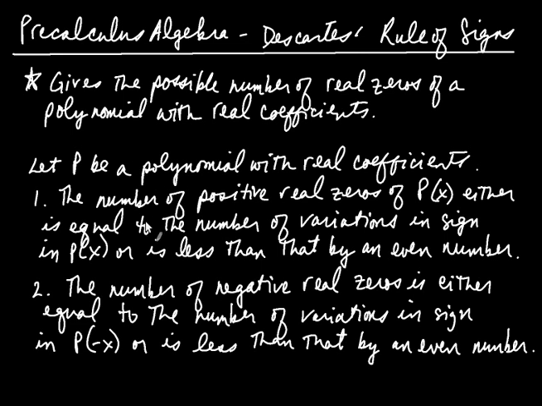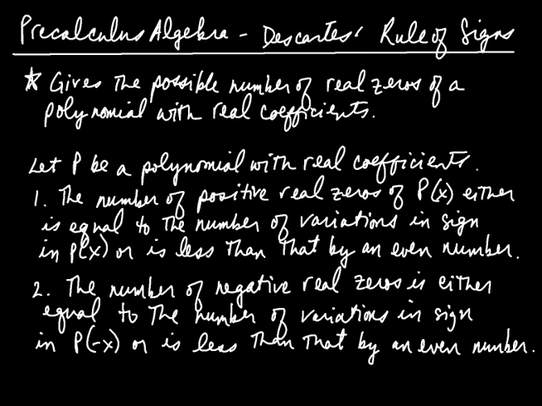What it does is it gives us the possible number of real zeros of a polynomial with real coefficients. So here's the rule of signs. We start off with a polynomial p with real coefficients, and there are two parts to the rule. The first part is this: the number of positive real zeros of p either is equal to the number of variations in sign in p, or is less than that by an even number. I'll talk about what I mean by variations of sign in a moment. Part 2 says the number of negative real zeros is either equal to the number of variations in sign of p of negative x, or is less than that by an even number.